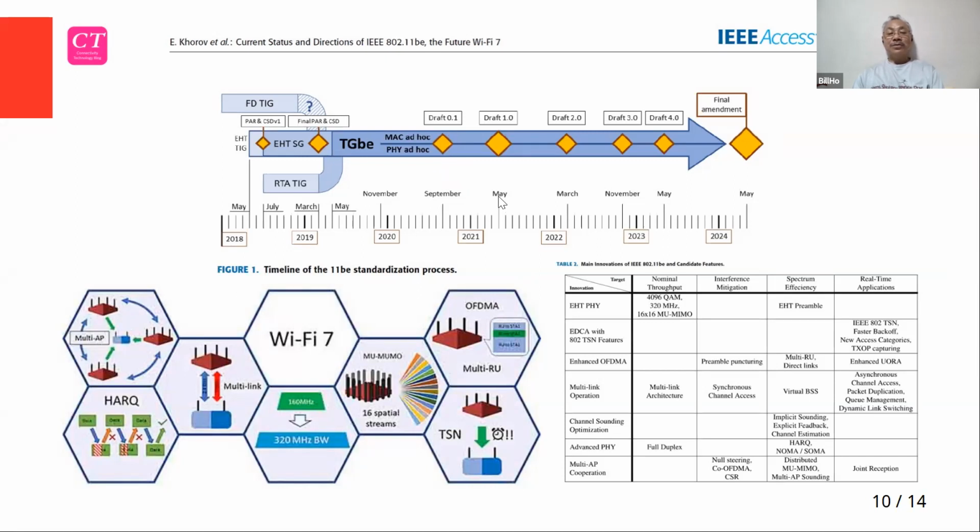Then in May 2021, they had draft 1.0. March, as in now, they're supposed to complete draft 2.0. They have scheduled draft 3.0 and draft 4.0 next year, before the final amendment in May 2024. So they still have many drafts to go through. We have seen a demo of this Wi-Fi 7 at CES itself, the Consumer Electronics Show. They demoed some of the capability of Wi-Fi 7.